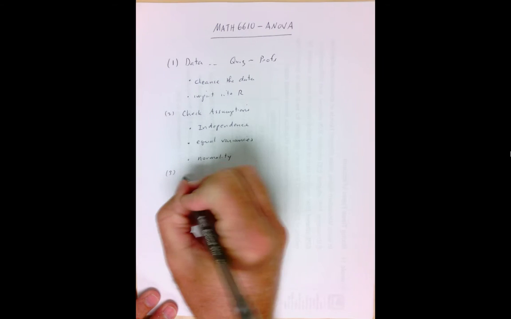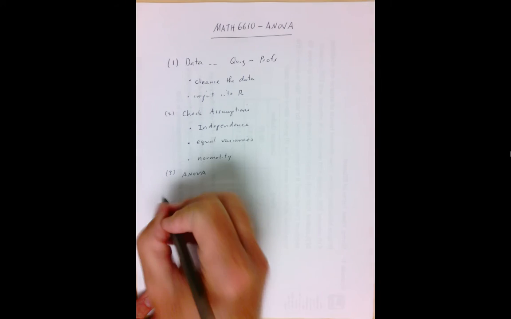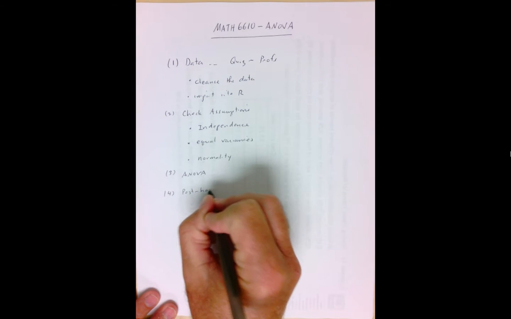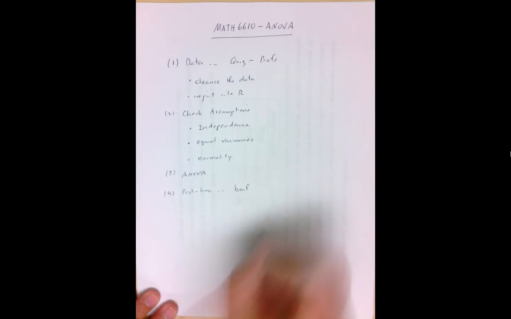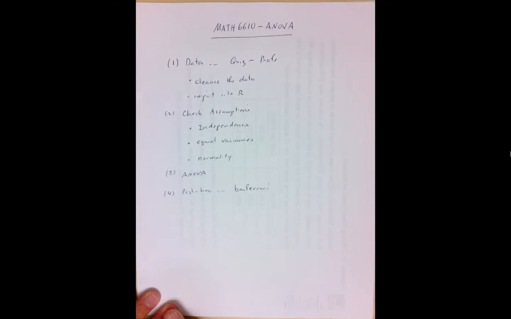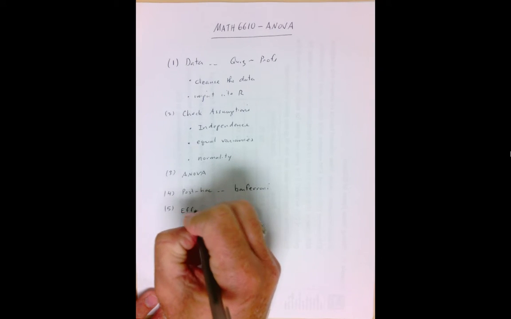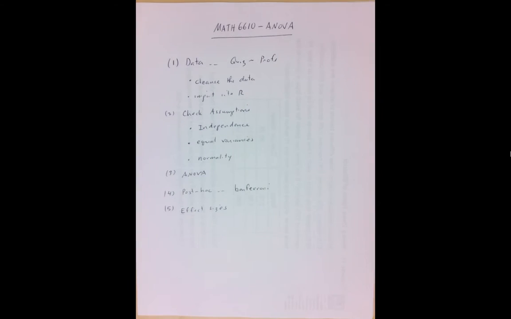The third thing we'll do is conduct the ANOVA and talk about what the results mean. And then we'll do a post hoc analysis, and I'm going to introduce the Bonferroni approach. And then we'll get into probably more than you ever cared to know about effect sizes.